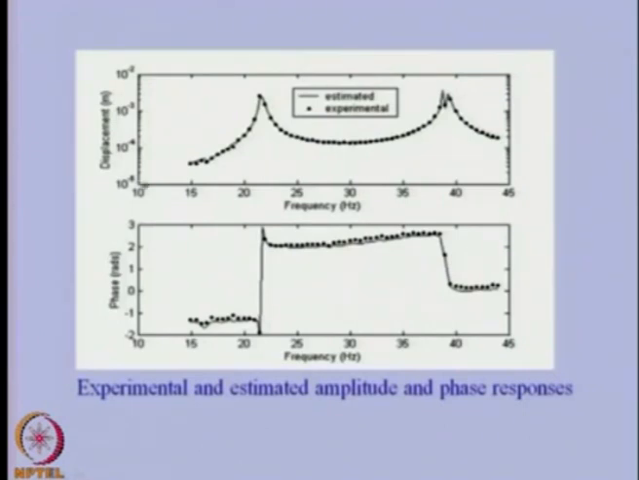This is a typical plot for a rotor. You can see the spin speed of the shaft increasing from 15 to, let us say, 45 hertz, and this is the displacement. Whenever the spin speed was close to the critical speed, there was high amplitude. The second plot is the phase plot. There is a change in the phase of around pi radians, and even at the second critical speed there was a change in the phase.